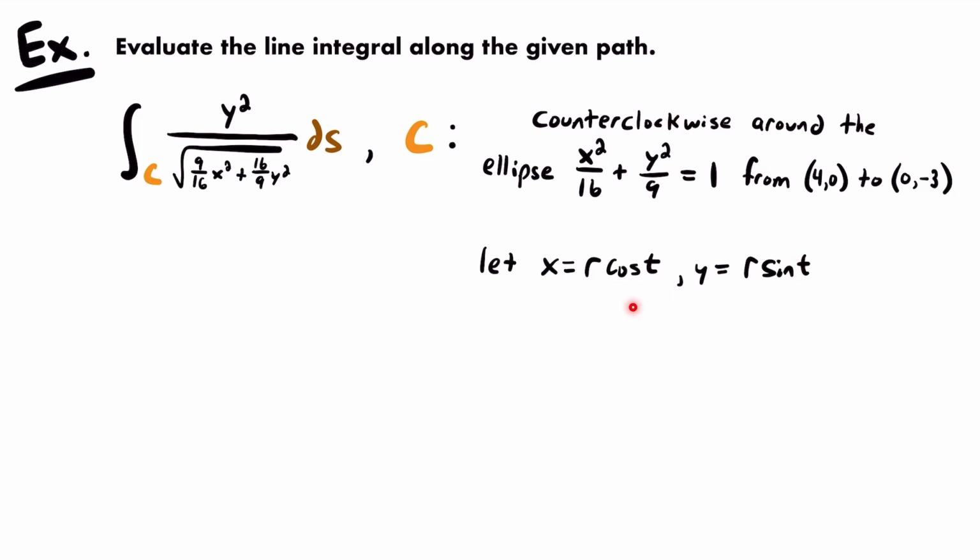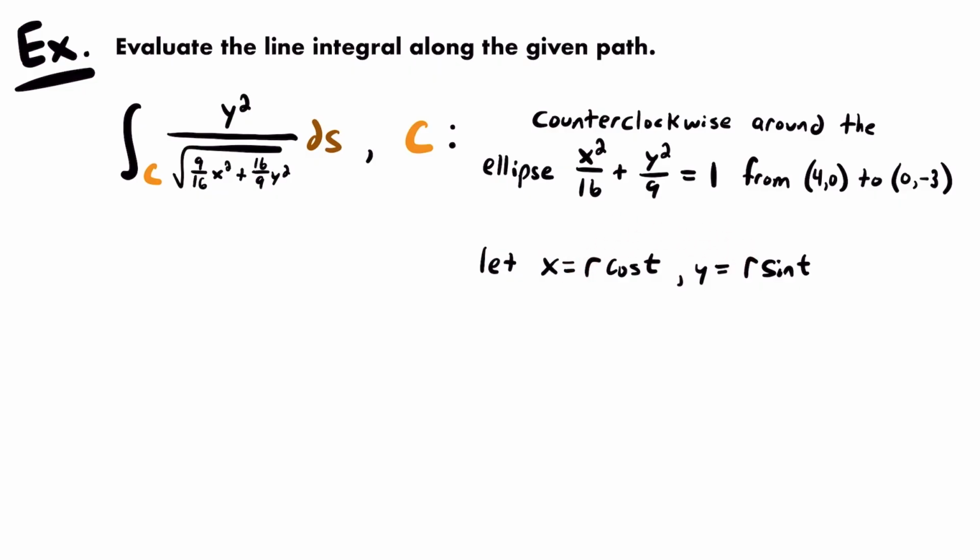But because these parametric equations are not for a circle, but rather for an ellipse, the constants in front of cosine and sine will not be the same, because really an ellipse is a circle where the radius is not constant, the radius changes, so this r will not be the same.